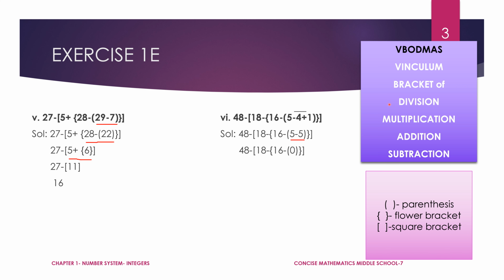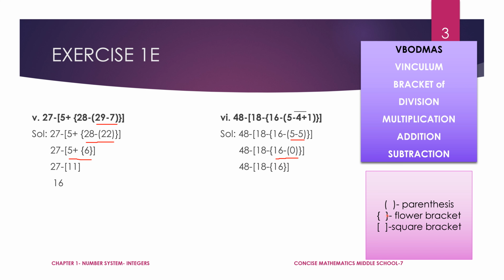And next, after this parenthesis, check for a flower braces. Yes, here you are having a flower braces and some arithmetic operation inside those flower braces. So you need to check it over here. Yes. Here you are having only subtraction. So 16 minus 0 will be 16.